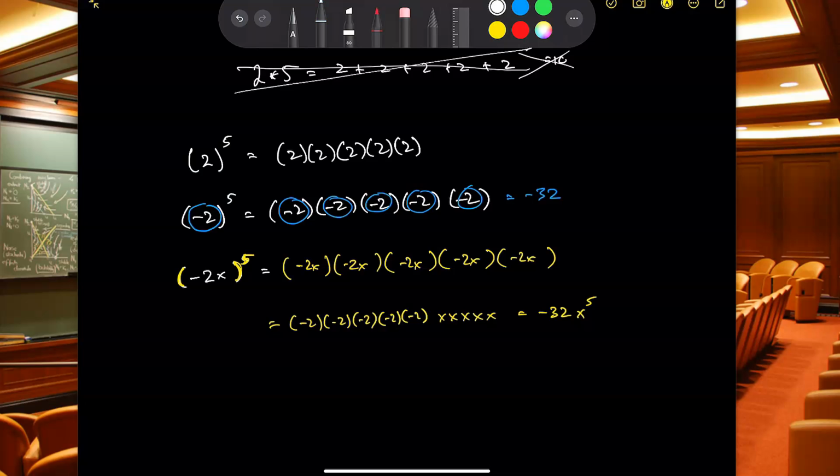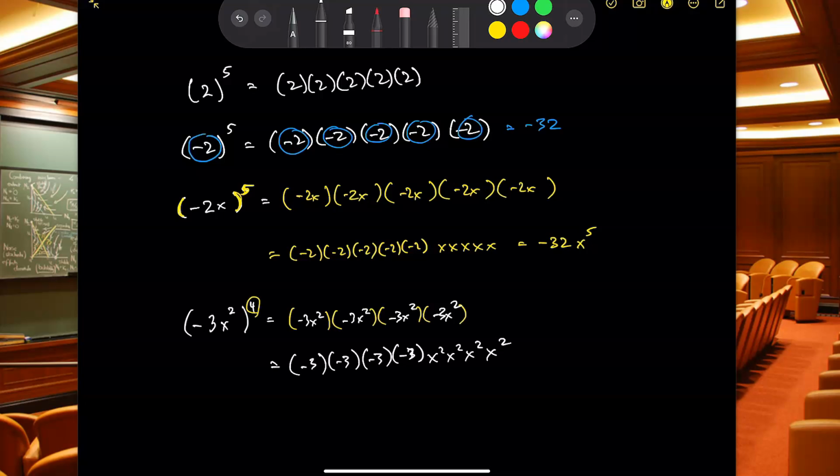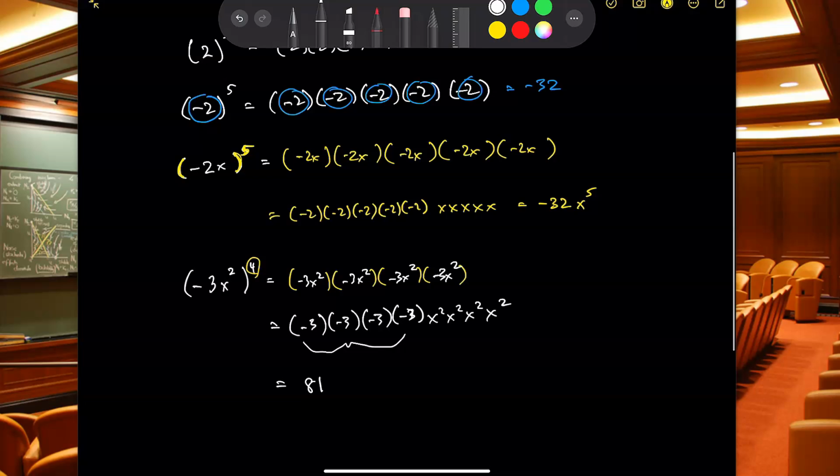And if I scale it up a little bit and ask, what about negative 3x squared to the 4th power? What is this? Well, this is whatever's inside the brackets, 1, 2, 3, 4 times: negative 3x squared, negative 3x squared, 4 times. And then again using the commutative property of multiplication, I have 4 factors of negative 3, and I have 4 factors of x squared. And then we can just do the work of calculating what this should be. So negative 3 times itself 4 times is positive 81. And how many x's do I have here? Well, I have 2, 4, 6, 8: x to the 8th.